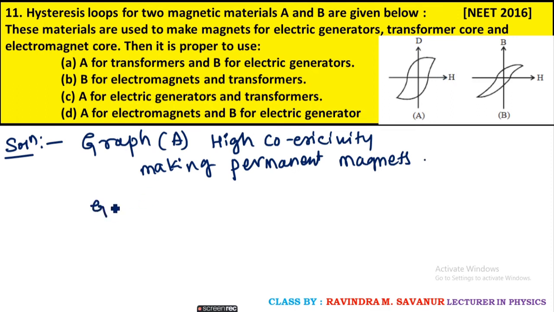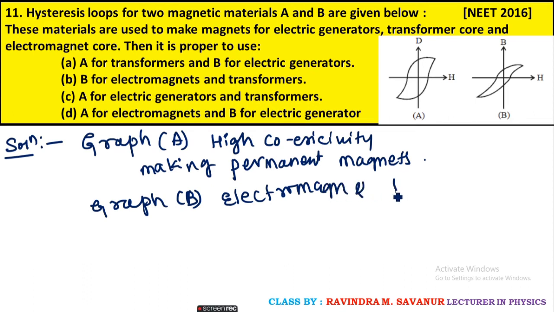Come to graph B. From graph B, the hysteresis curve is used for electromagnets and transformers. So option B. B is for which? Electromagnets and transformers.